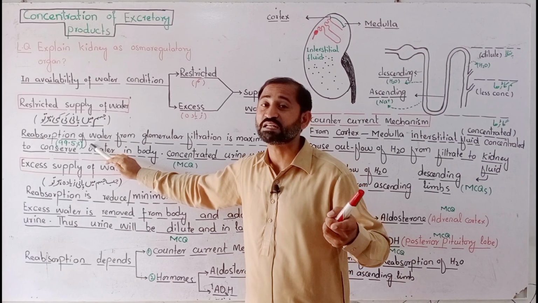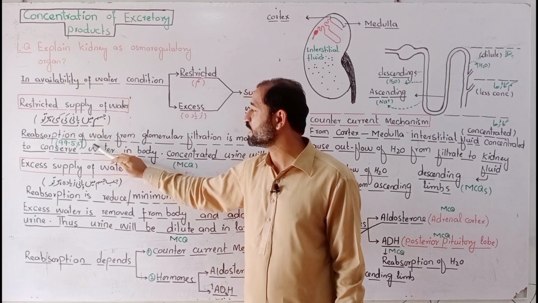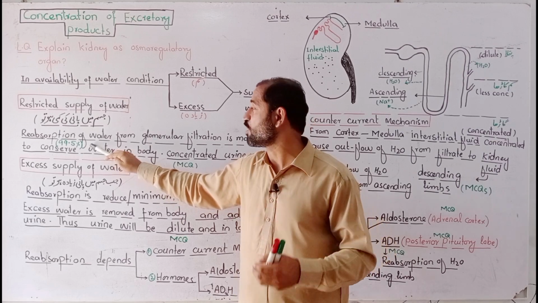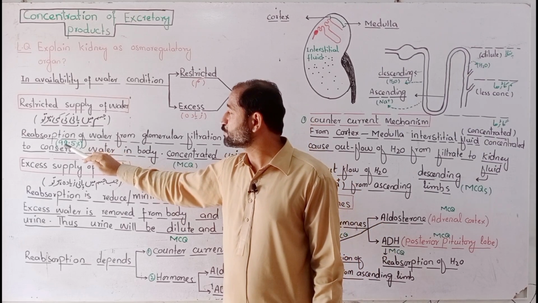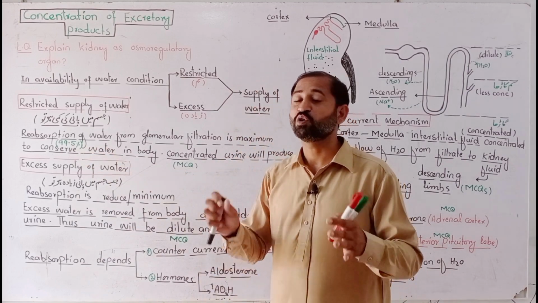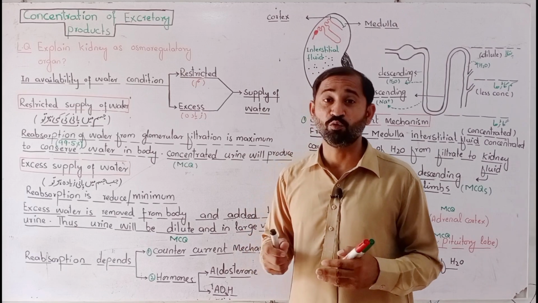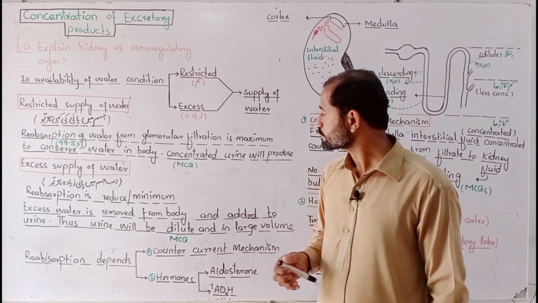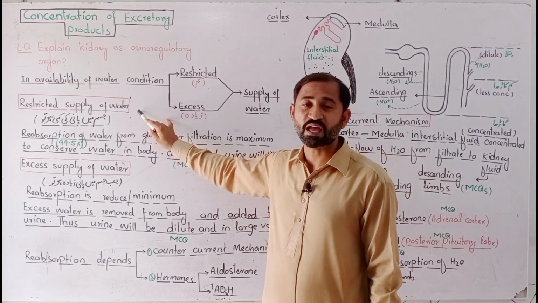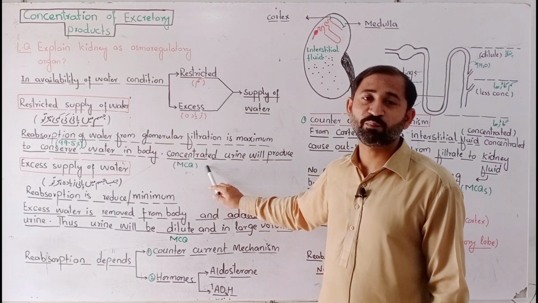You have to write it along with the restricted supply of water. And this is also an MCQ, that the mammalian kidney, or our kidney, is adapted to reabsorb 99.5% water back, or to conserve 99.5% of glomerular filtration. So this is an MCQ: if there is a restricted supply of water within the body, then concentrated urine will be produced.